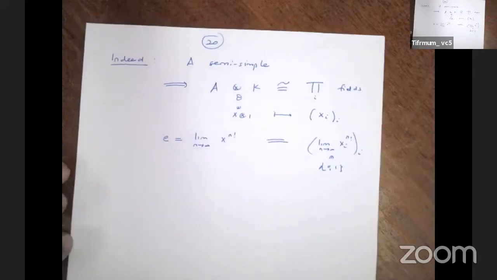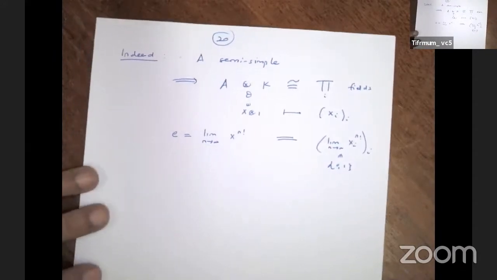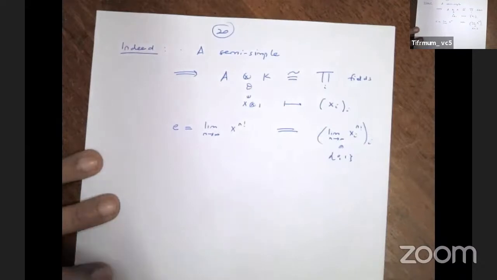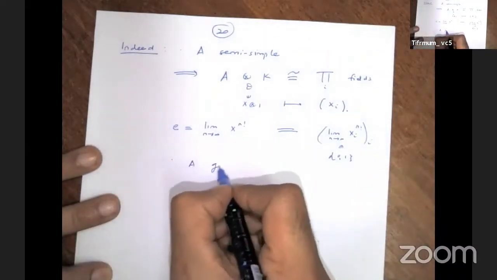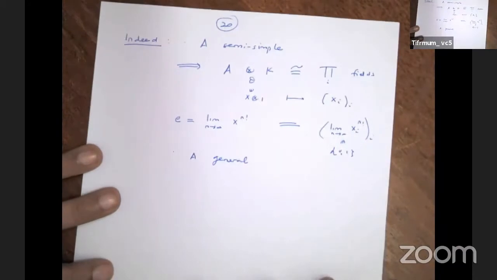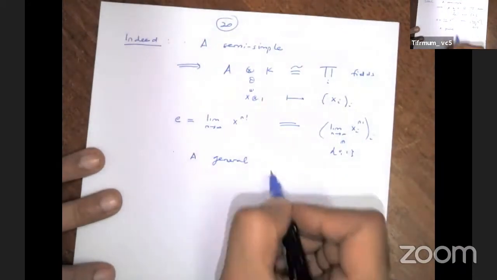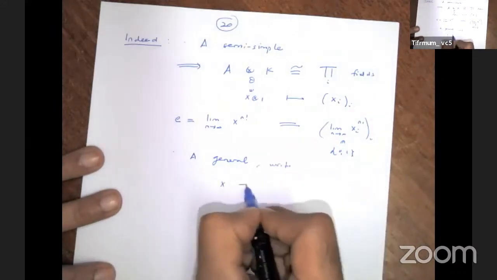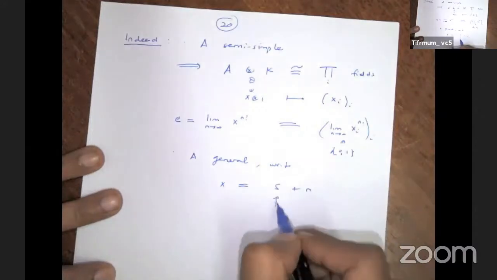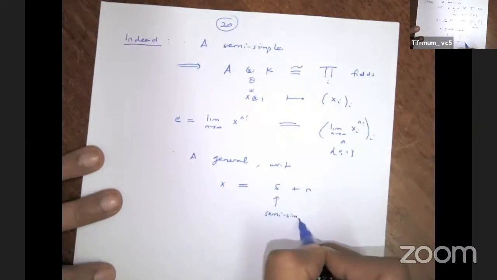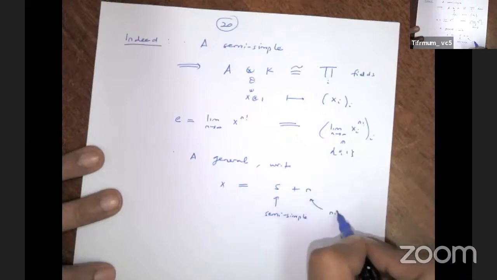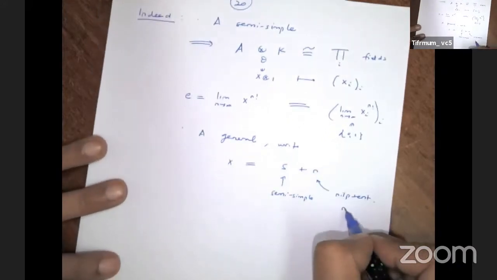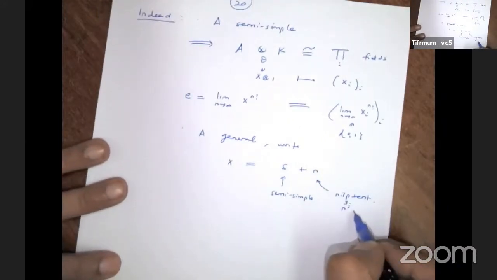Okay, so this should be enough for now, but I will also maybe mention briefly what happens when A is not semi-simple. If A is general and of finite type over O, then you write X as S plus N, where S is a semi-simple element and N is a nilpotent element. Nilpotent means that there exists a J greater than or equal to 0 such that N to the J is equal to 0.